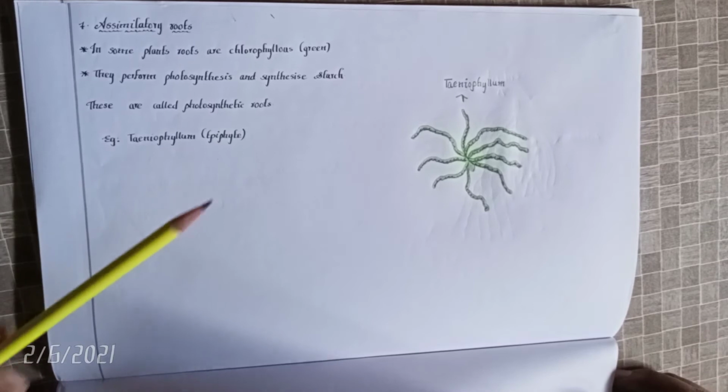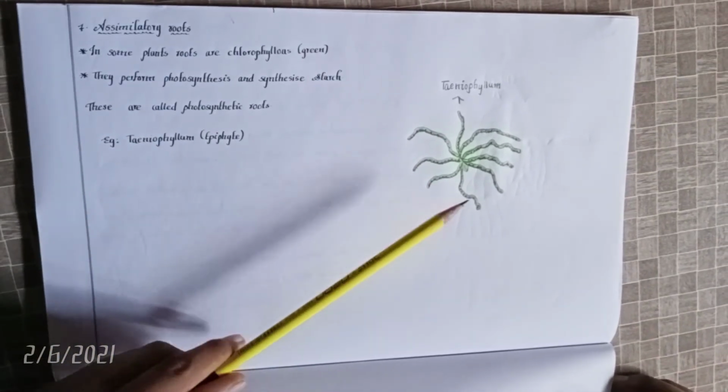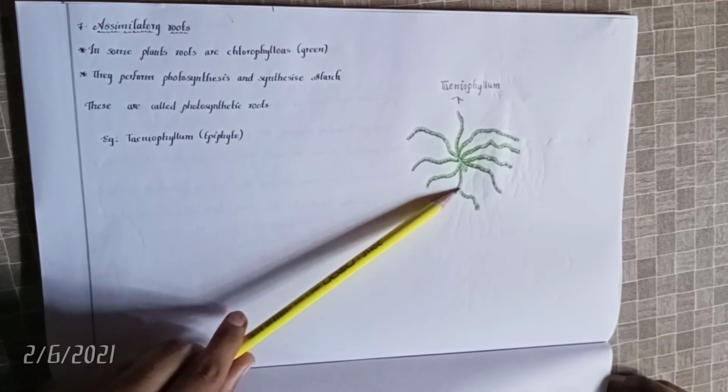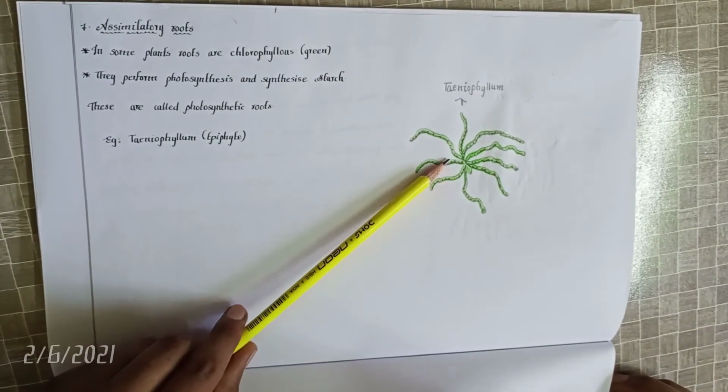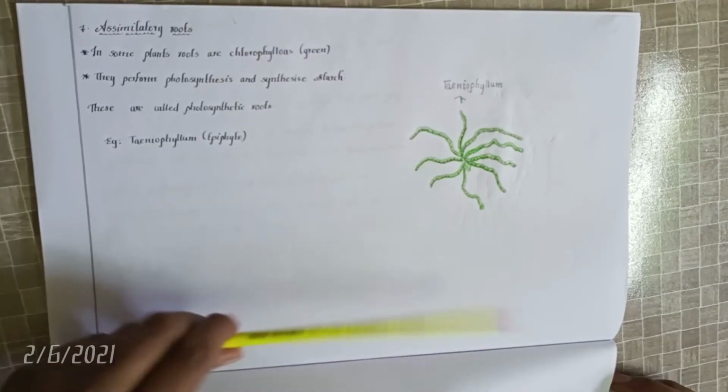An example is Taeniophyllum, an epiphyte that lives on another plant. A plant that lives on another plant for shelter is called an epiphyte. So the example is Taeniophyllum. Here we see the Taeniophyllum. Here the green colored structure, the root is green colored, chlorophyllous, and performs photosynthesis.